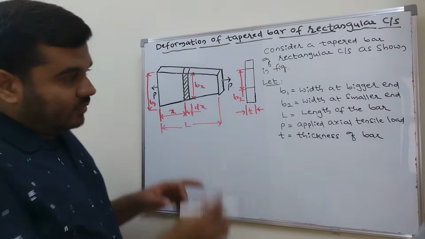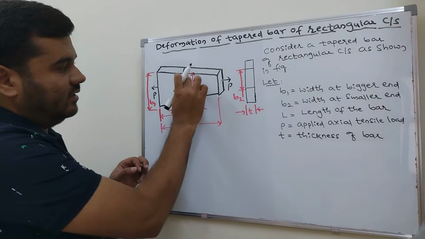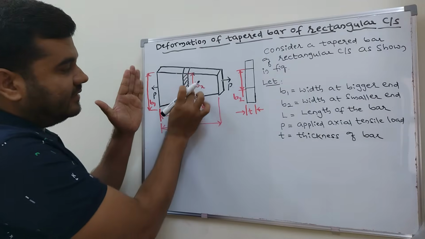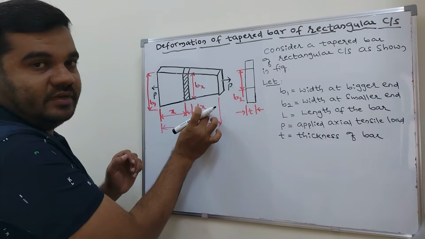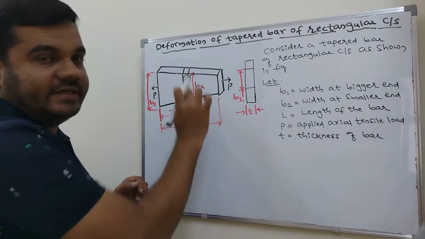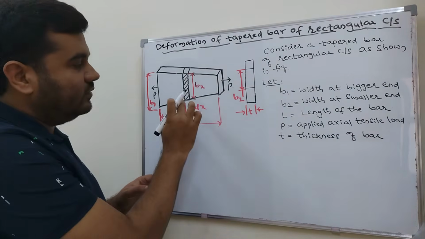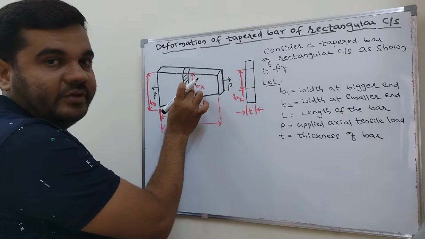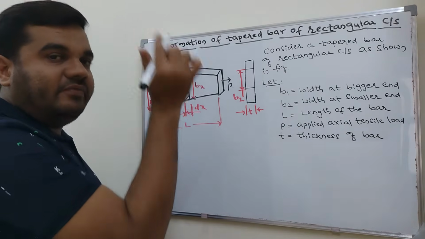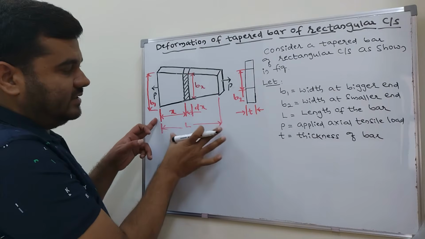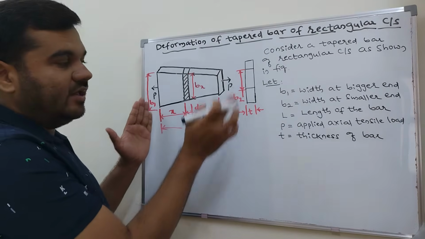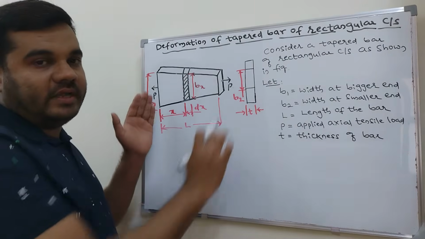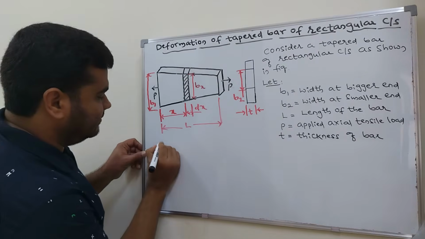Okay. Now we need to consider a small element. This element is at a distance of x from the bigger end. And the length of this element is how much? It is dx. The width of the element is how much? It is b suffix x. After considering this small element, we need to derive the deformation of this element. Later, if you integrate from 0 to L, because the bar has the length from 0 to L, if you integrate the deformation of this element, then we'll get the deformation of the whole tapered bar.